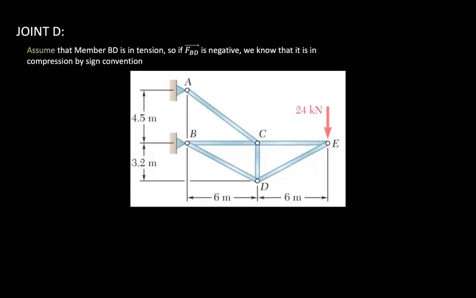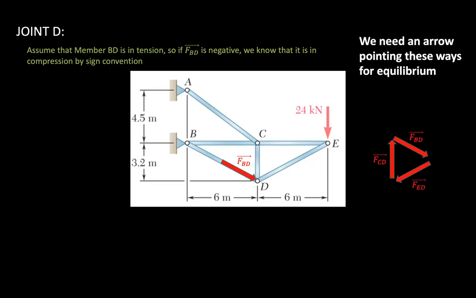So for joint D, we're going to be focusing on that now. Assume that member BD is in tension. So if FBD is negative, we know that it is in compression by sign convention. Here's FBD. We need an arrow pointing this way for equilibrium.